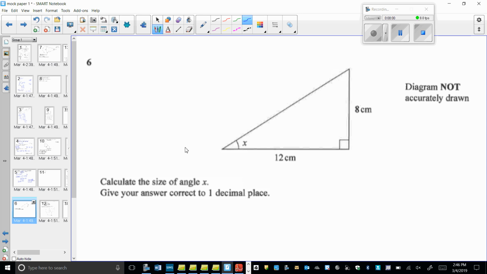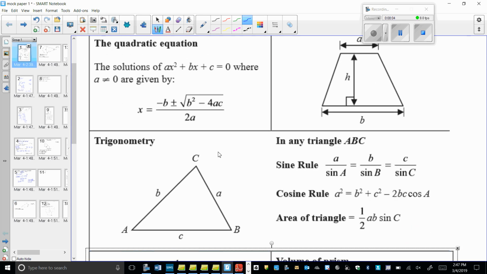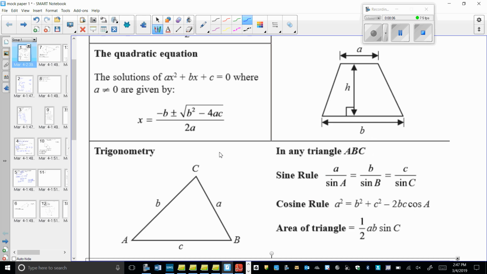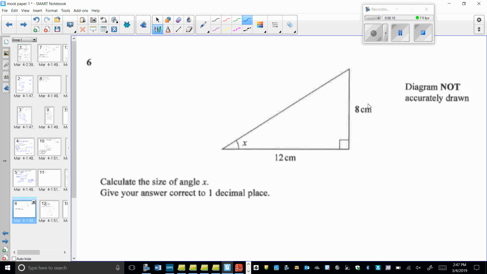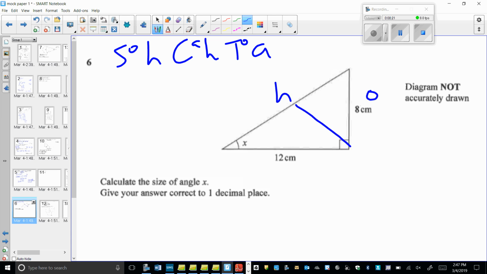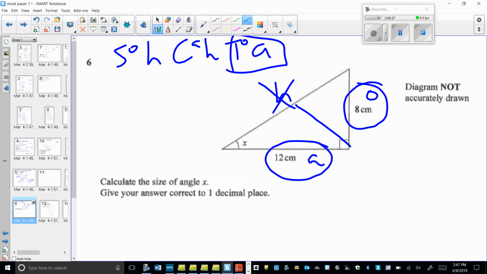Right, right angle triangle, trig. Ooh, do we get given these still? Surely we do. Oh no. So you need to know your SOHCAHTOA now. We know it's right angle trig, so we know it's SOHCAHTOA. So we label H, O, A. The H has got nothing to do with this question. We're looking at A and O, so we know it's TOA.